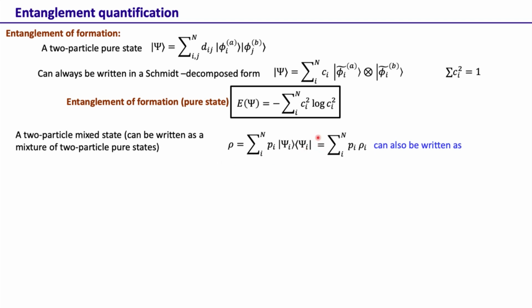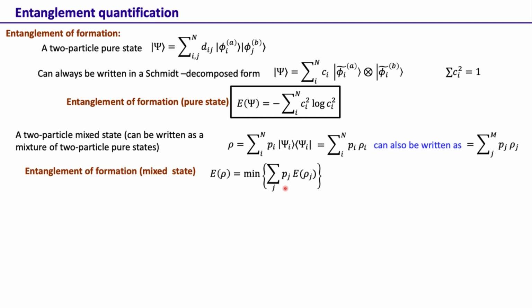But if we do not have the restriction of the psi i's being orthogonal, then it is no longer unique. There can be many more such representations of that two particle mixed state. There can be several different ways of writing it as a mixture of two particle pure states. Of course, this m will be different from n, need not be equal. So the entanglement of formation of a mixed state is defined using this quantity.